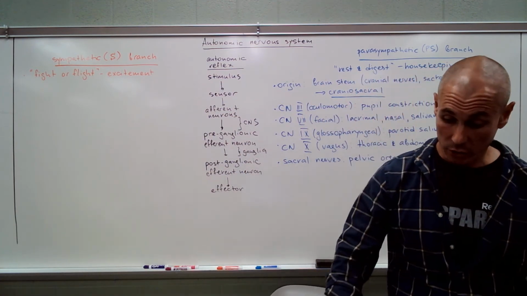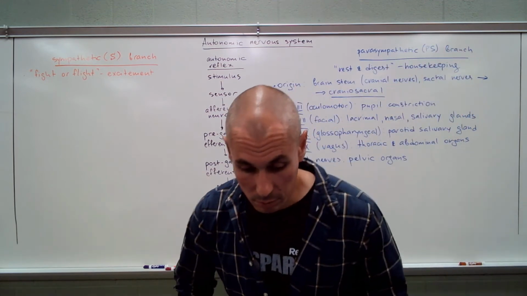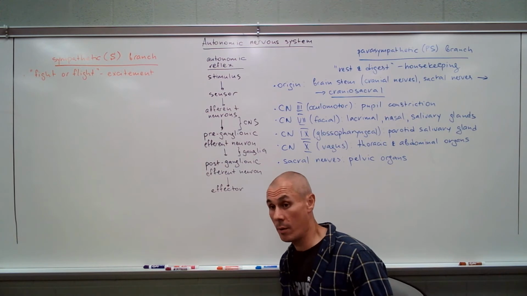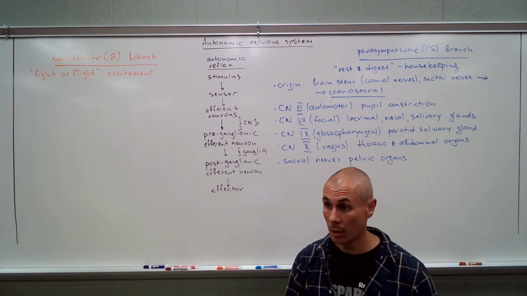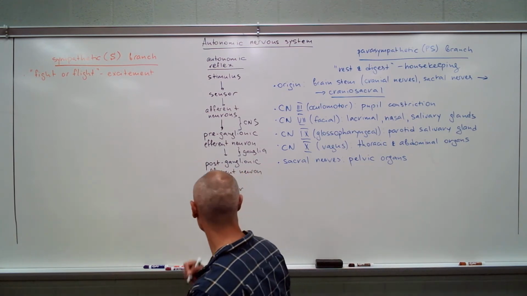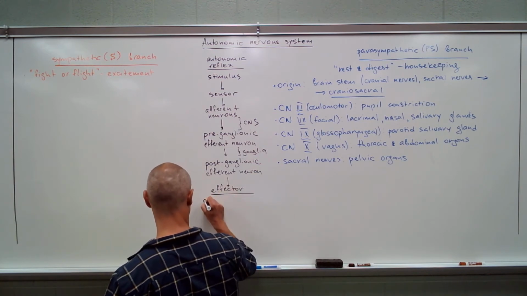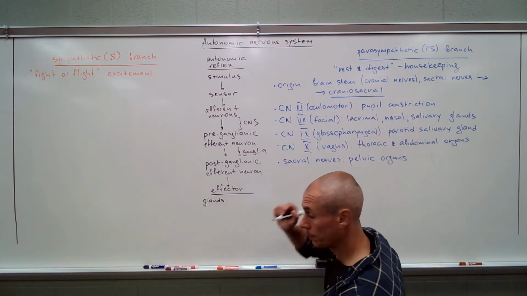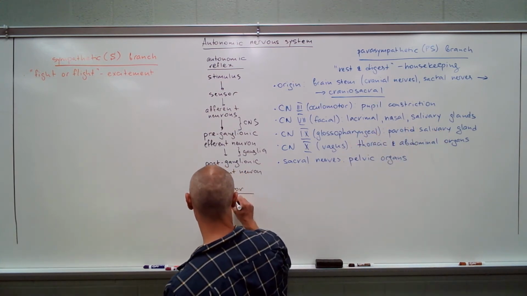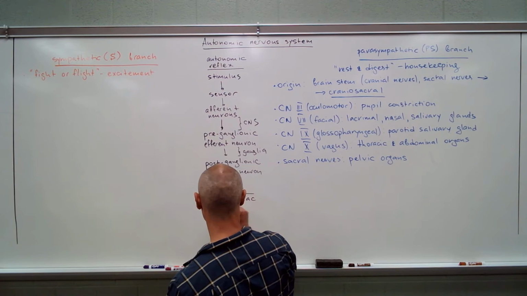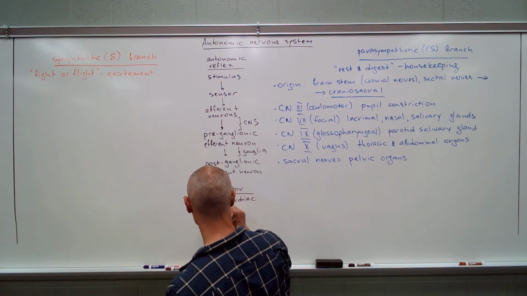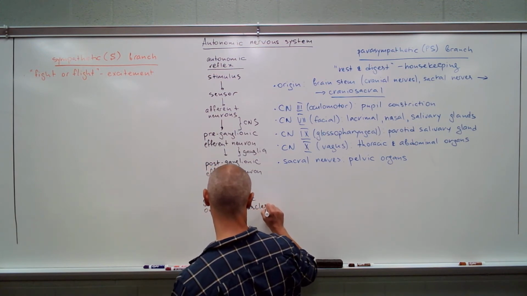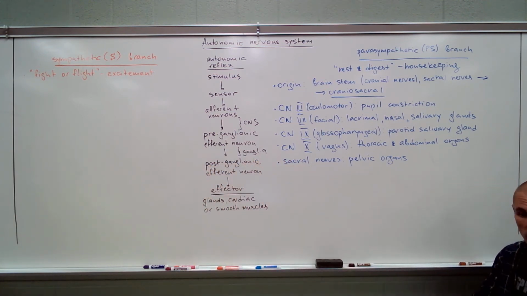What is the effector of the autonomic nervous system? Since it's autonomic, anything besides the skeletal muscles. So it can be glands. Here are your examples. It can be cardiac or smooth muscles. Okay, good?